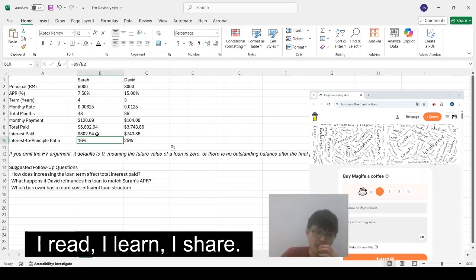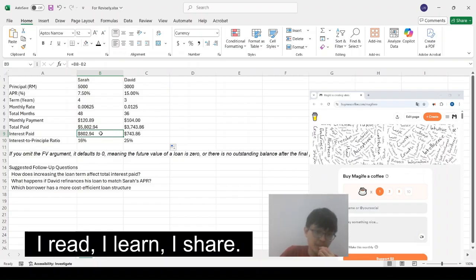So you can see the interest paid is mainly affected by the monthly rate and by the term. So the longer the term, the more interest you pay. But it's not only that. The term is affected, but the most affected is the APR. Because it's double, you can see the interest paid.